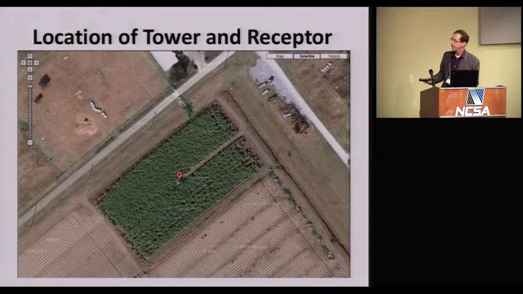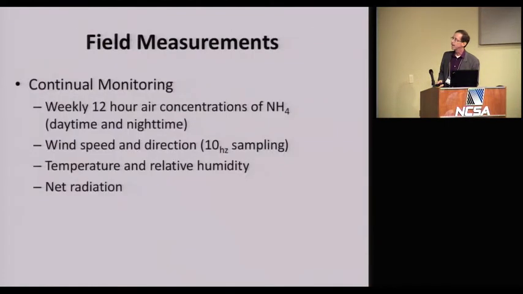Location of the tower here, and a little bit about the instruments. There's continuous monitoring of this location. 12-hour concentrations of ammonia ions, daytime and nighttime. Wind speed and direction are collected at 10 hertz. You might ask, why such a fast rate? They're looking at flux of atmospheric constituents. The atmospheric micrometeorologists feel like they need that. Temperature and relative humidity, and then net radiation.